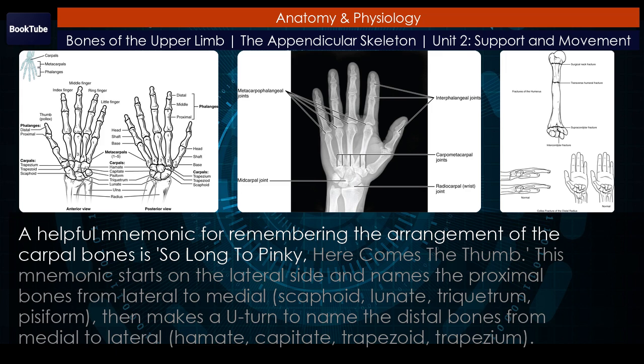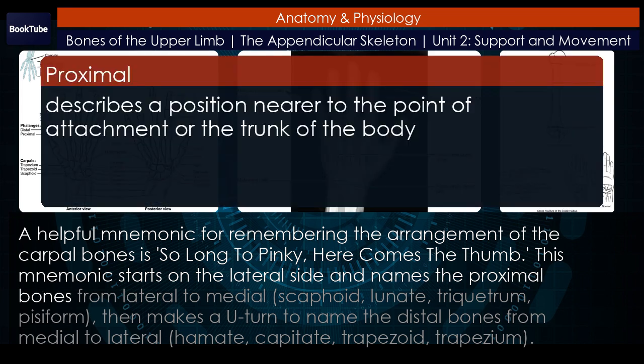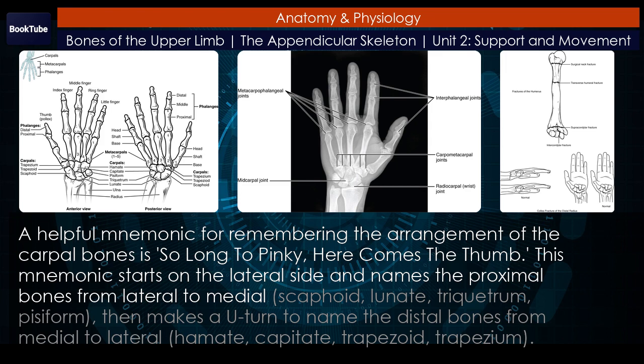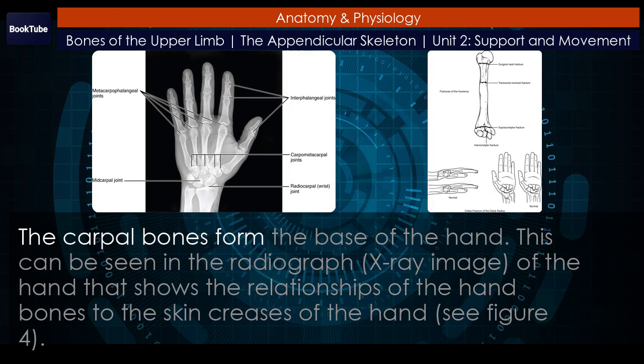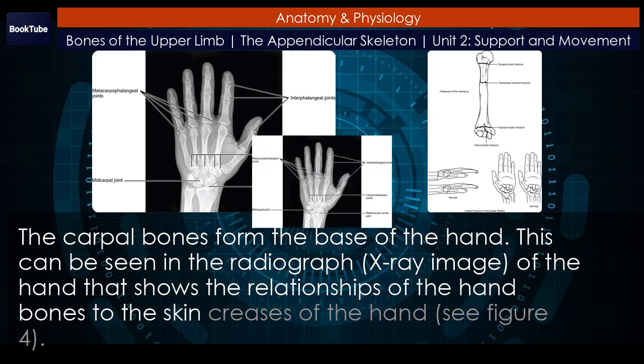Here comes the thumb. This mnemonic starts on the lateral side and names the proximal bones from lateral to medial, scaphoid, lunate, triquetrum, pisiform. Then it makes a U-turn to name the distal bones from medial to lateral. Hamate, capitate, trapezoid, trapezium. Thus, it starts and finishes on the lateral side. The carpal bones form the base of the hand. This can be seen in the radiograph, X-ray image, of the hand that shows the relationships of the hand bones to the skin creases of the hand.